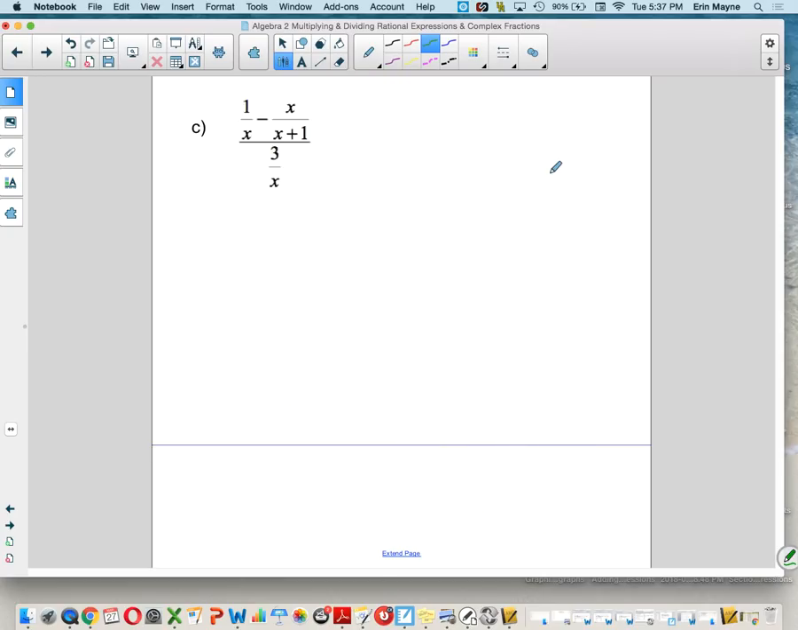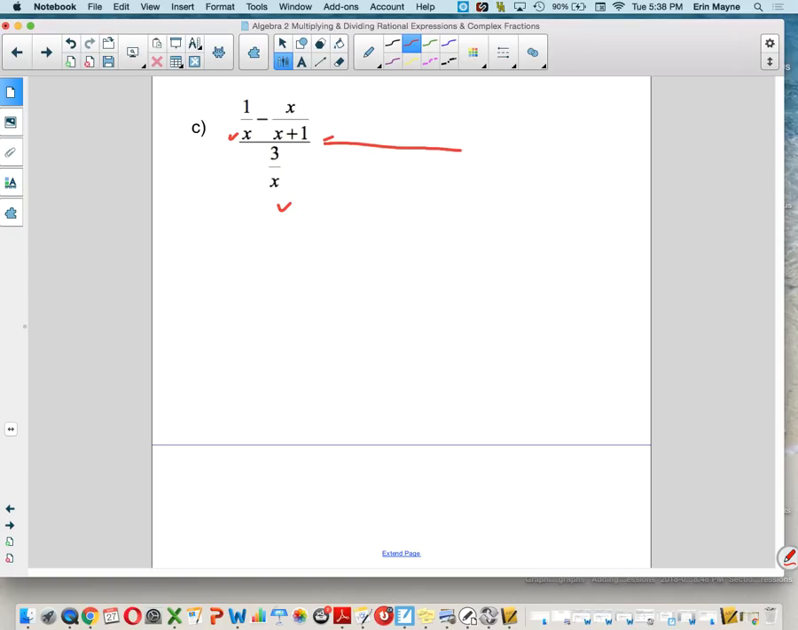We're going to go ahead and move into one with variables. We're going to do this one. I'll show you this one, and then you can go ahead and try letter D. Notice you have as denominators x and x plus 1. And from our earlier conversation about adding or subtracting, our common denominator is x times x plus 1.